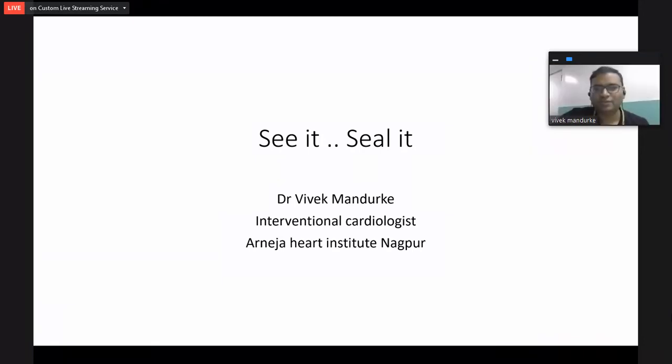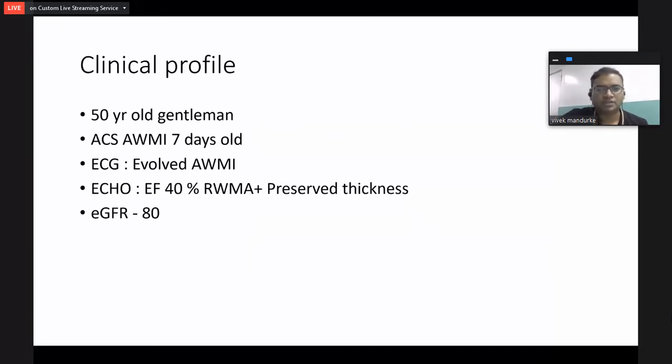Thanks for the opportunity for presenting this case. We have recently done this case in Arneja Heart Institute. So this is a 50-year-old gentleman. He has recent ACS with evolved anterior wall MI. On echo evaluation, his EF was 40% and preserved thickness was there.